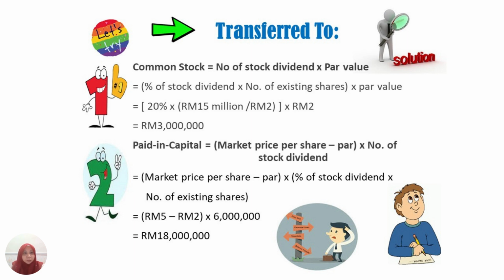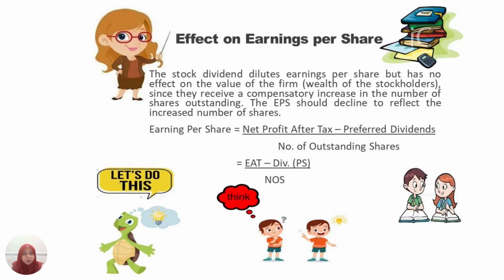Number 2, we need to calculate paid in capital, equals market price per share minus par times number of stock dividend, equals Ringgit Malaysia 5 minus Ringgit Malaysia 2 times 6 million, equals Ringgit Malaysia 80 million.